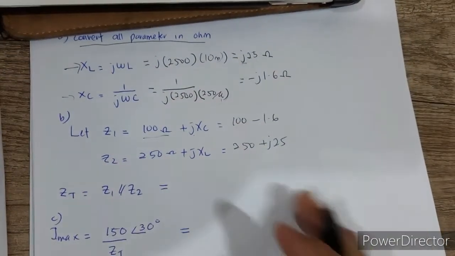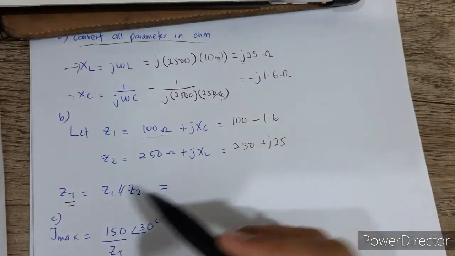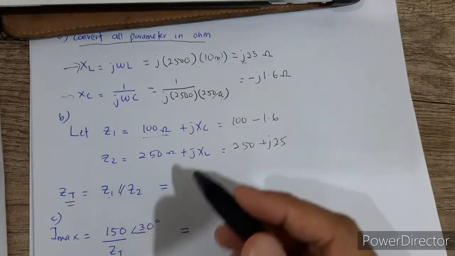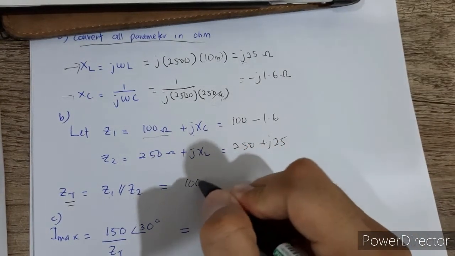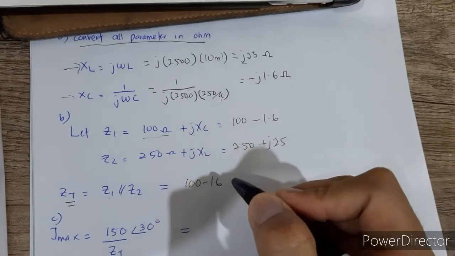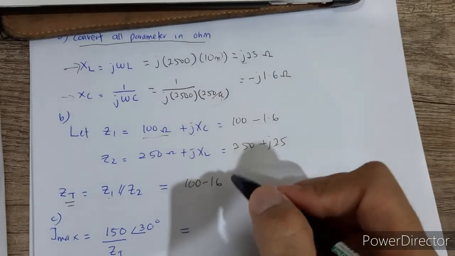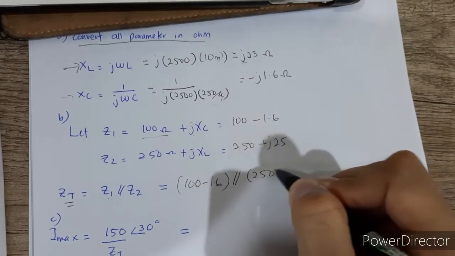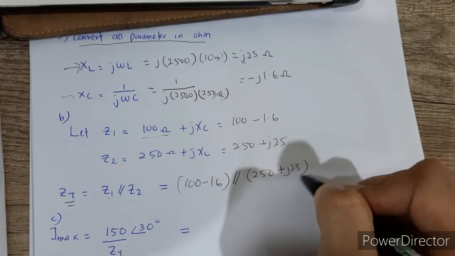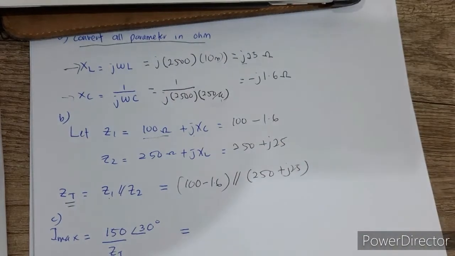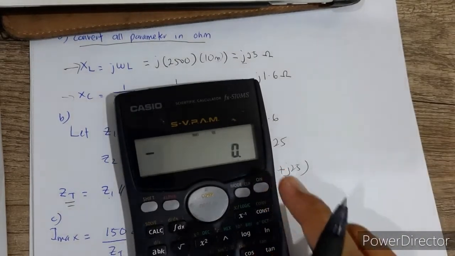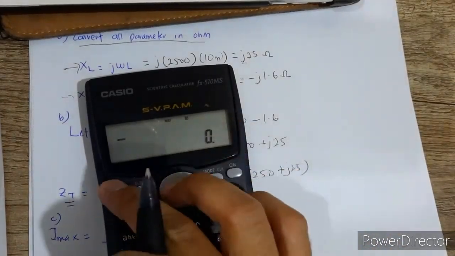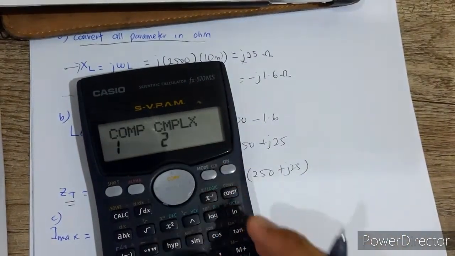And then to determine Z total, Z1 is parallel with Z2, based on this circuit. So Z1 is 100 minus j1.6, parallel with 250 plus j25. This one you just insert in the calculator. So make sure your function is complex.